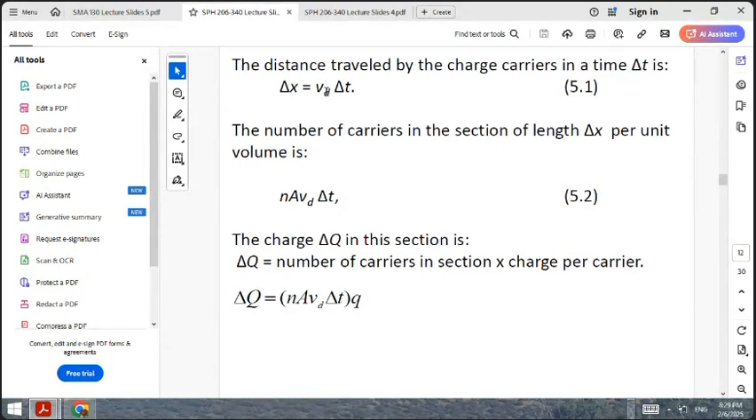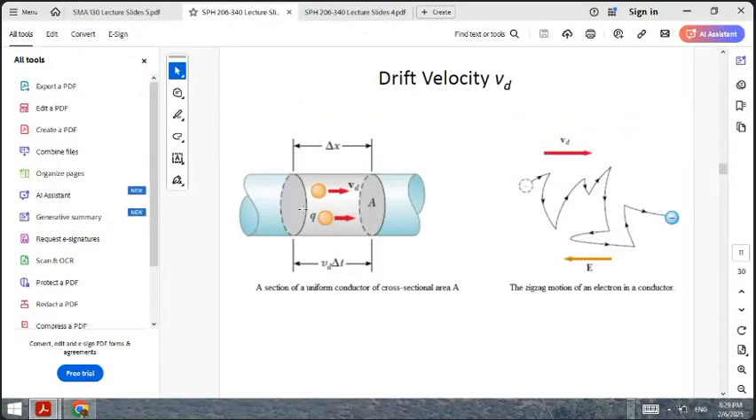So we want to come up with an equation where we can have measurable parameters. We may not be able to measure this small change. We may not be able to, so we want to express the drift velocity using measurable quantities. So we start from here.